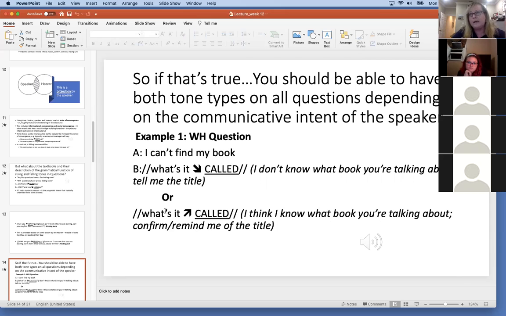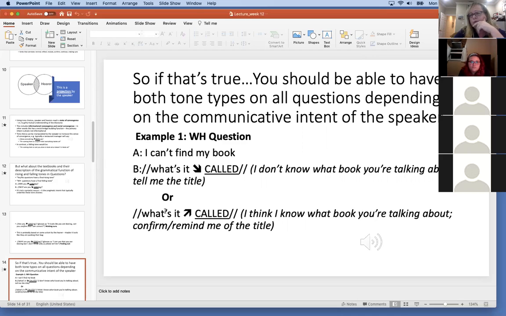Depending upon the pragmatic assumption of the speaker, WH questions should be able to go up, or they should be able to go down. Yes, no questions should be able to go up, or they should be able to go down, because it's got nothing to do with whether they're yes, no questions or WH questions. And what we find is that is in fact true.